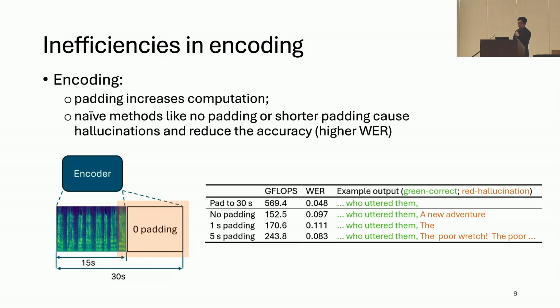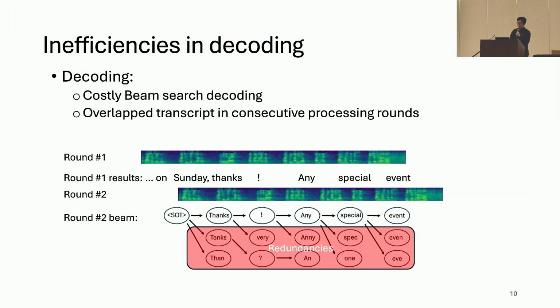But at the same time, removing this padding is a non-trivial problem. As shown in the table on the right side, we can see that if we simply remove the padding or cut the padding shorter, then there will be severe hallucinations in the output, and as a result, the overall accuracy will also drop significantly. So we need some non-trivial approach to remove or replace the padding.